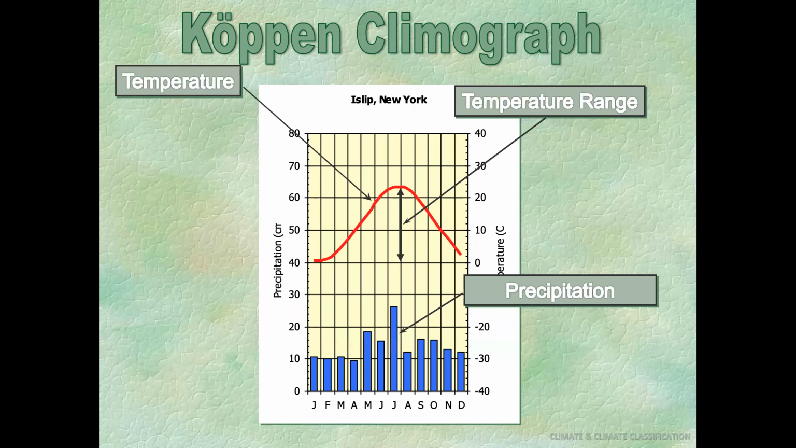These little climographs are very, very simple. They show you precipitation by month in blue bars. They show you the temperature for each month in that red line. And then you can see what the actual temperature range is for the year. So the more inland you are, the bigger that bump is, and the closer to the ocean you are, the smaller it is.